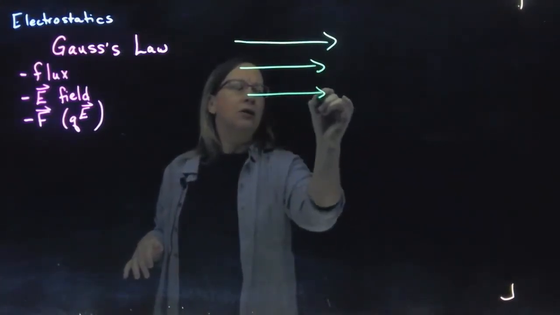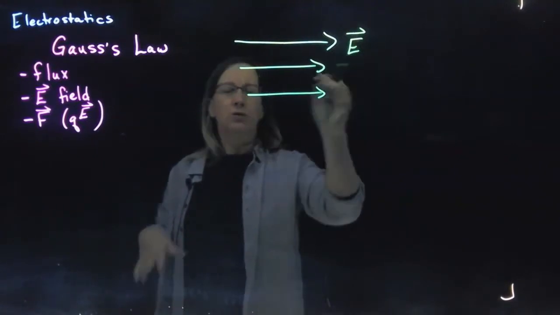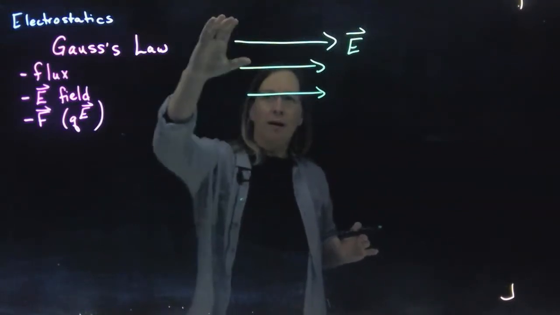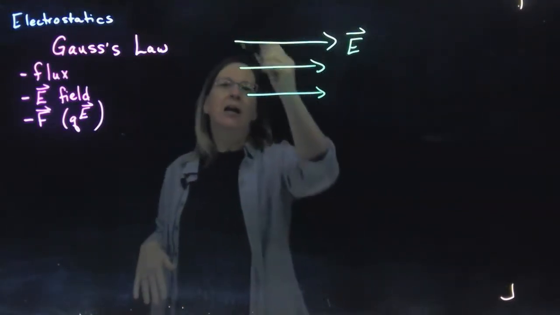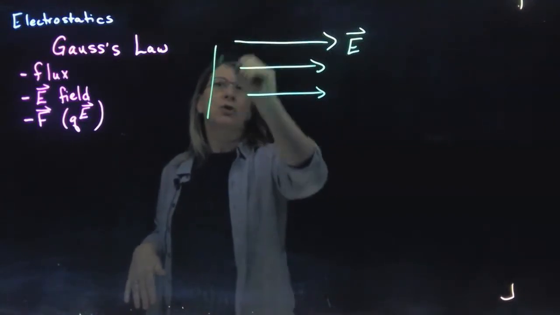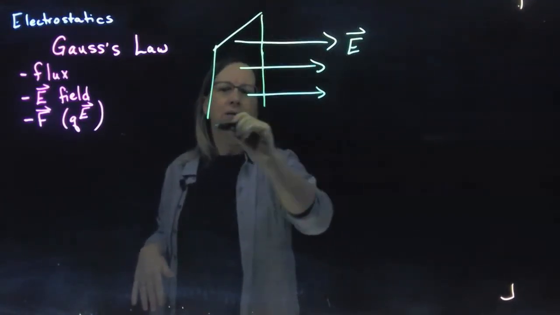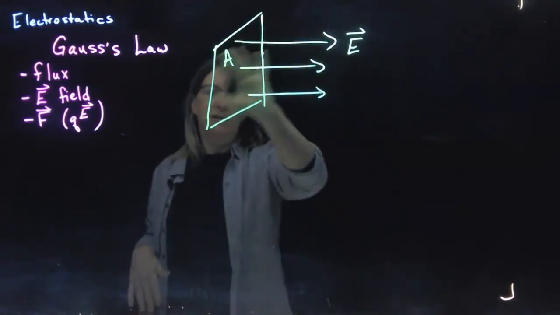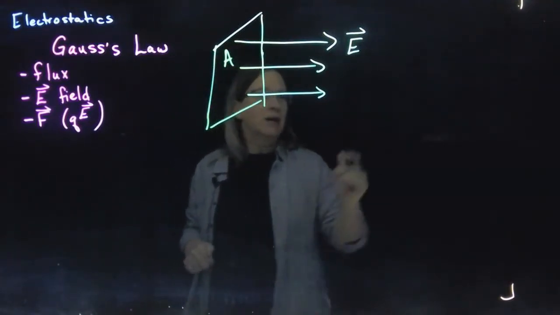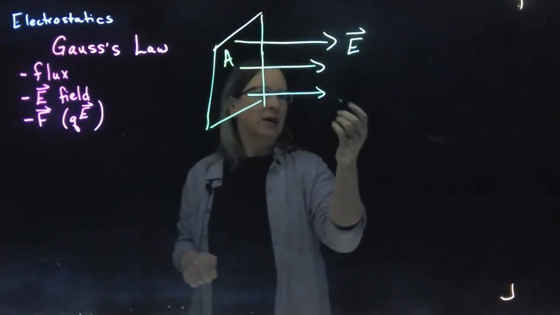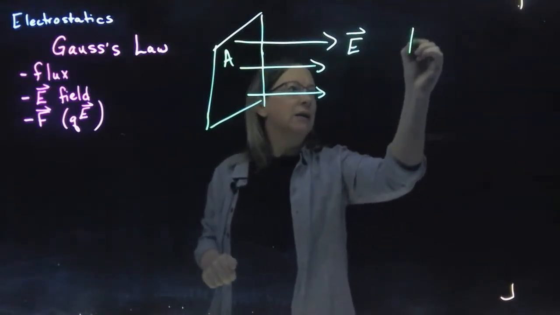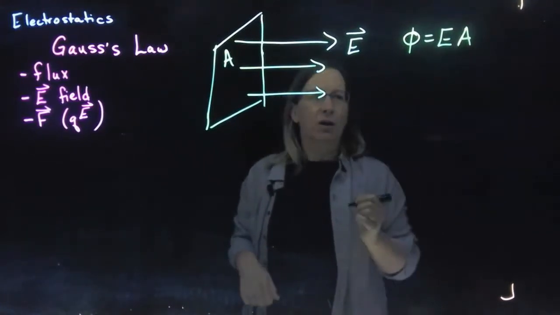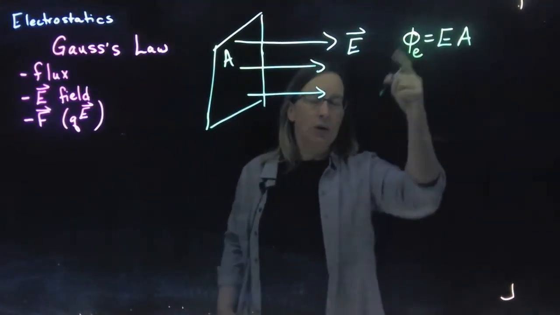So here are electric field lines. Okay, so for a uniform field, where the field is the same value at every point and it all points in that direction, we can talk about the electric field that goes across, say, an area like this. Here's my area, this plate, this square, with the electric field going across this area. We measure the flux, in this case, as the electric field times the area. This is the electric flux, and that's the Greek letter phi.